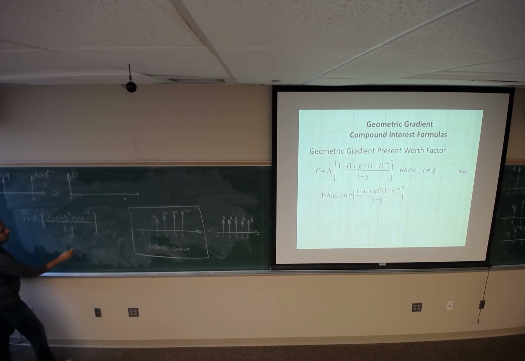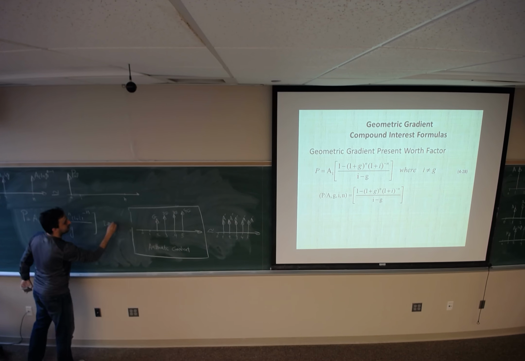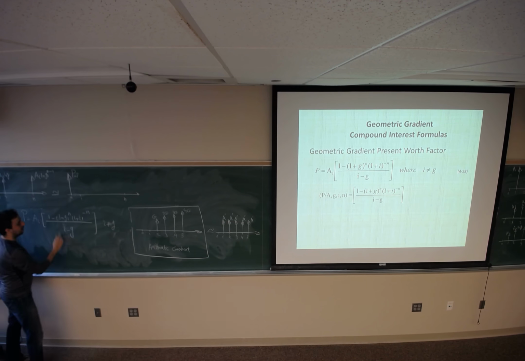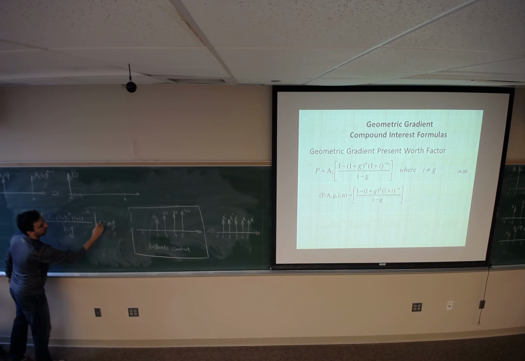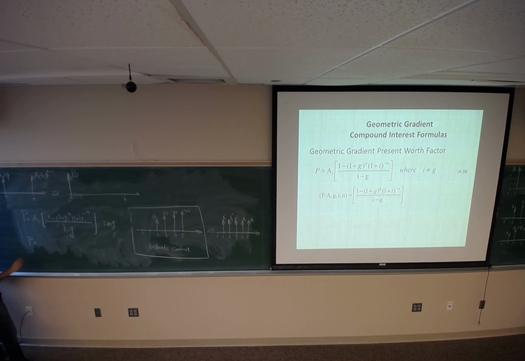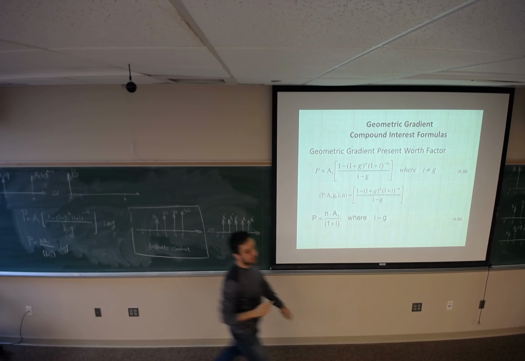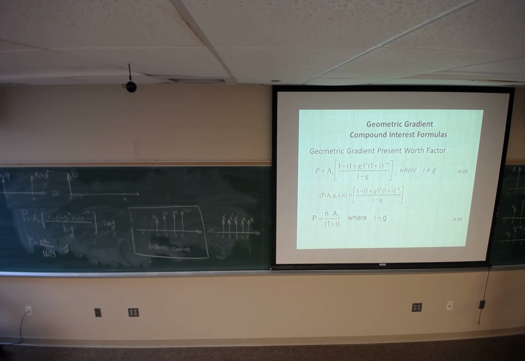This applies if I is not equal to G, because if they are the same, here you will get 0, and here also you will get 0, so it's 0 over 0. For any case in which I is not equal to G, we can use this equation. If I equals G, it's going to be n times A1 over (1 plus I). That is the case if these two rates are equal to each other.